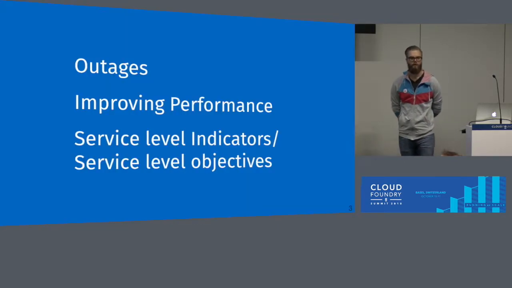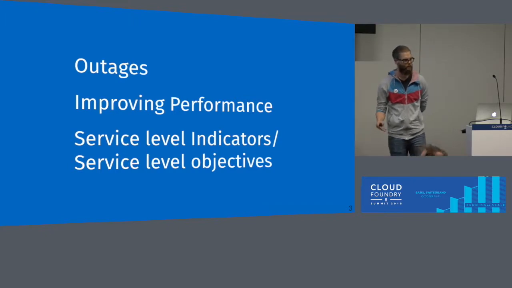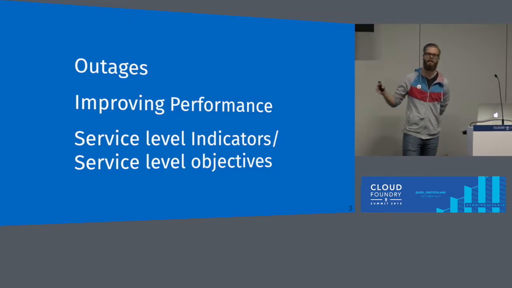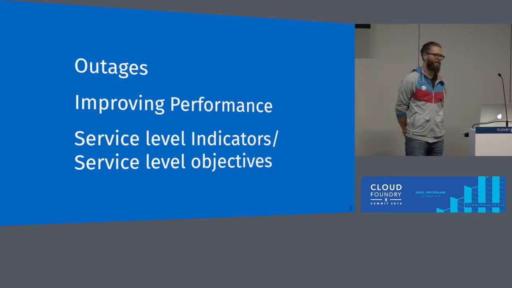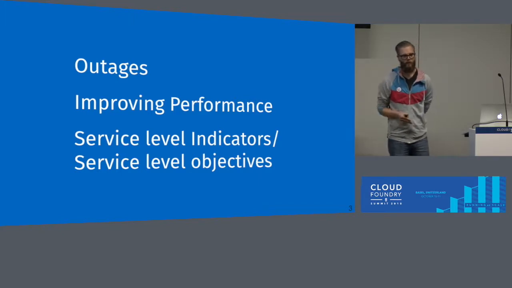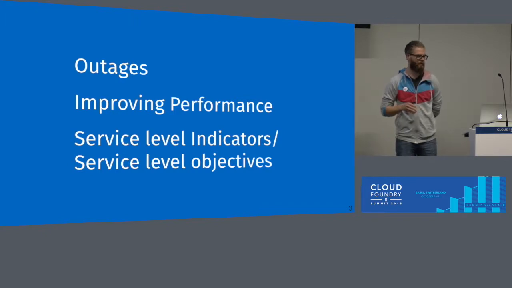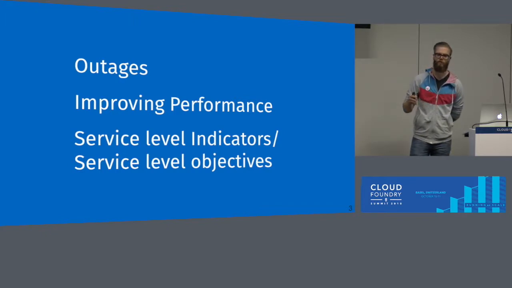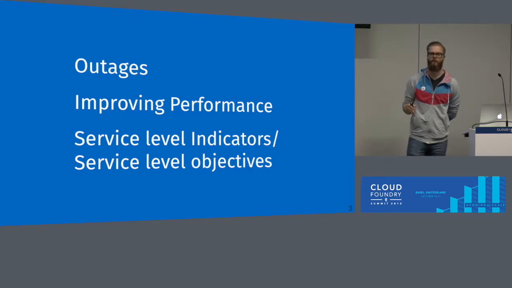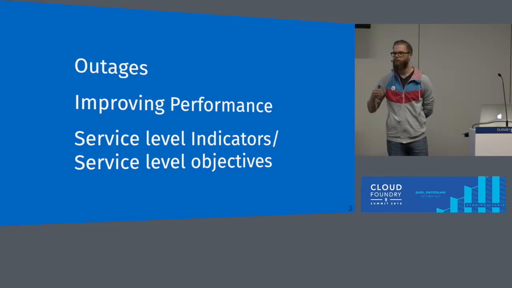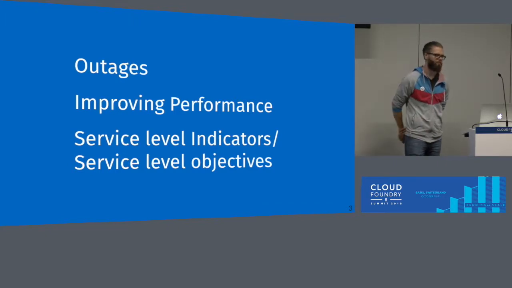Today, we're going to talk about three things in particular. The first part is about outages that may or may not have happened exactly like this in our production systems. We are talking about the improvements that we have made as reactions to those outages. And lastly, we're trying to switch from a reactive to a proactive mode by setting service level objectives, trying to monitor those and figuring out how to react before bad things happen, right?